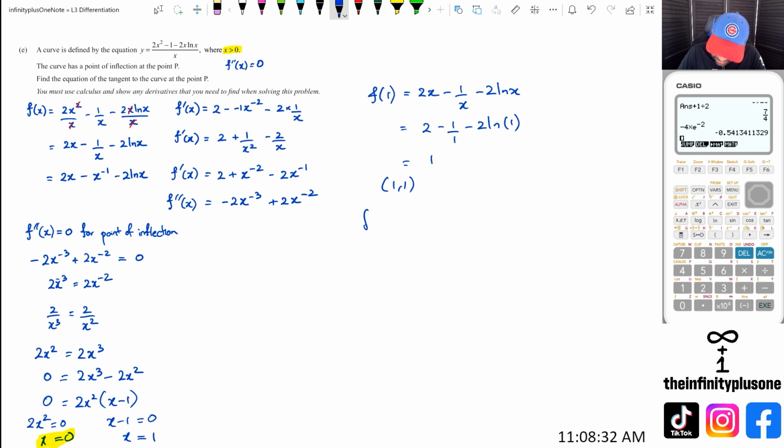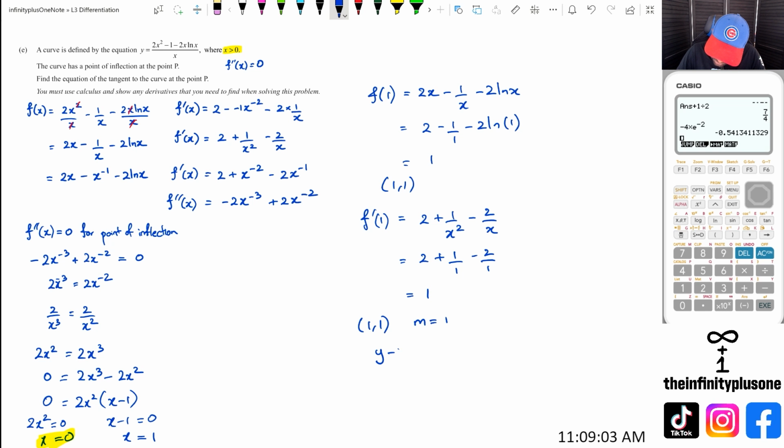Now I need the gradient, which is f dash of 1. Now f dash of x is equal to 2 plus 1 over x squared minus 2 over x. So I'm going to get 2 plus 1 over 1 minus 2 over 1. And what is that going to give me? 2 minus 2 is 0, and then I'm just going to get a gradient of 1 as well. So my point is 1, 1 and the gradient is 1.